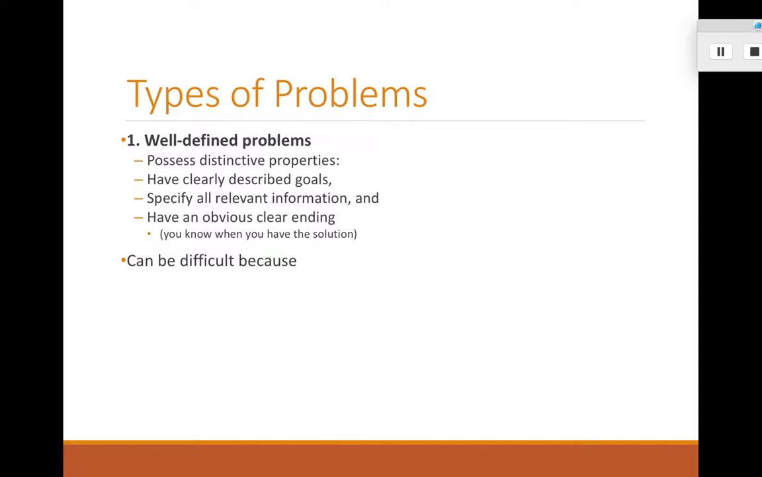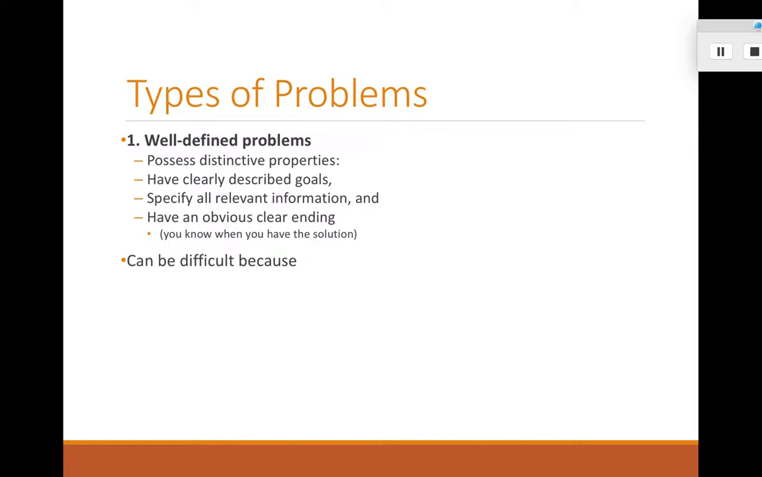Now, this is a very difficult issue to attain because when we think of well-defined problems, and problems in general, how many can you really say are well-defined? The answer is very, very unlikely. The reason is that sometimes they lack some of this information. Sometimes they lack what the goal is. Sometimes they lack specific information that you need to achieve your goal. And last, sometimes you don't even know if the problem has actually been solved.